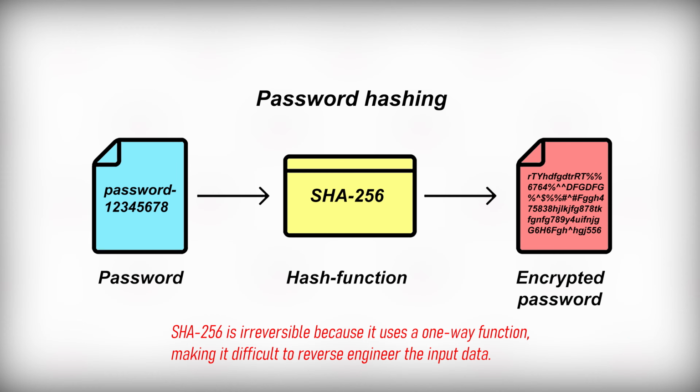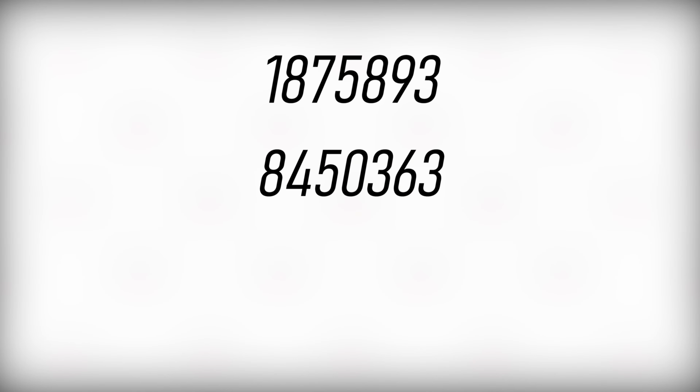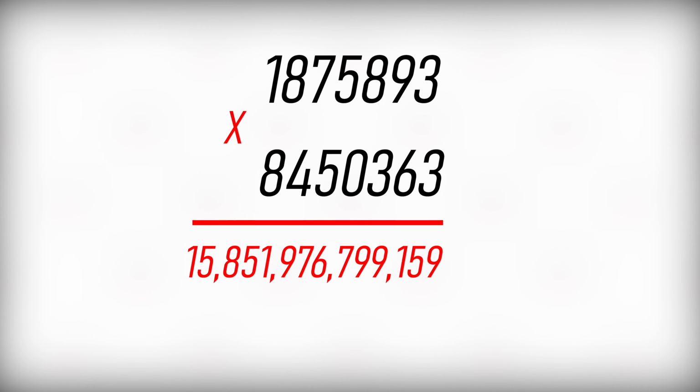Imagine that we have two integer prime numbers. Let's say these. Can we multiply them? Sure, any computer can handle this task in a split second. You can see the result on the screen.